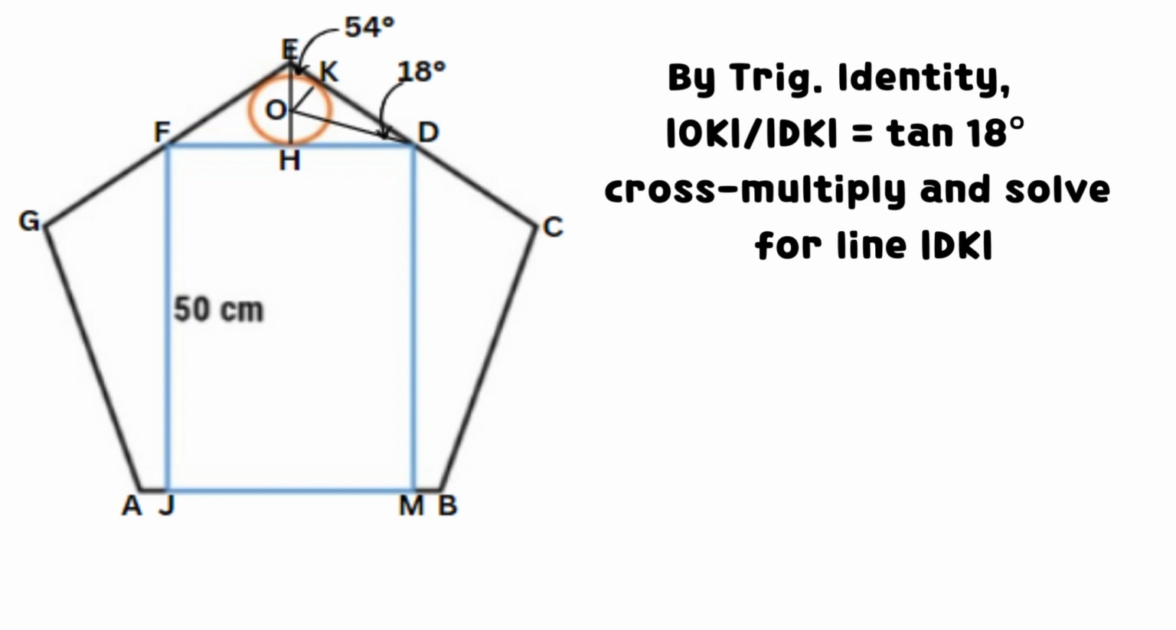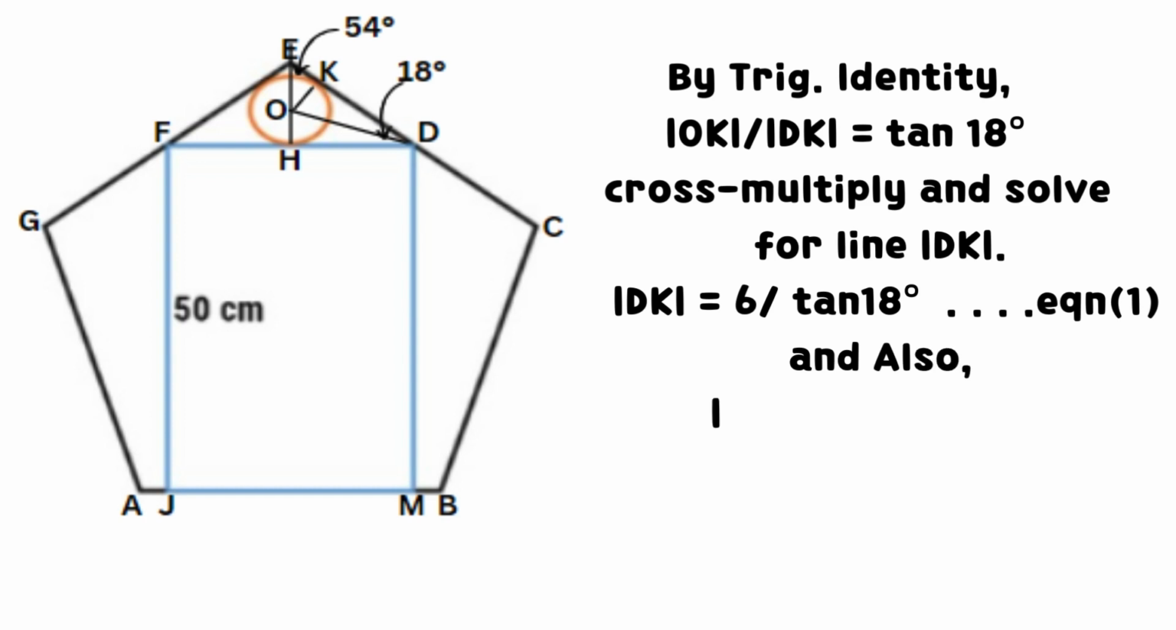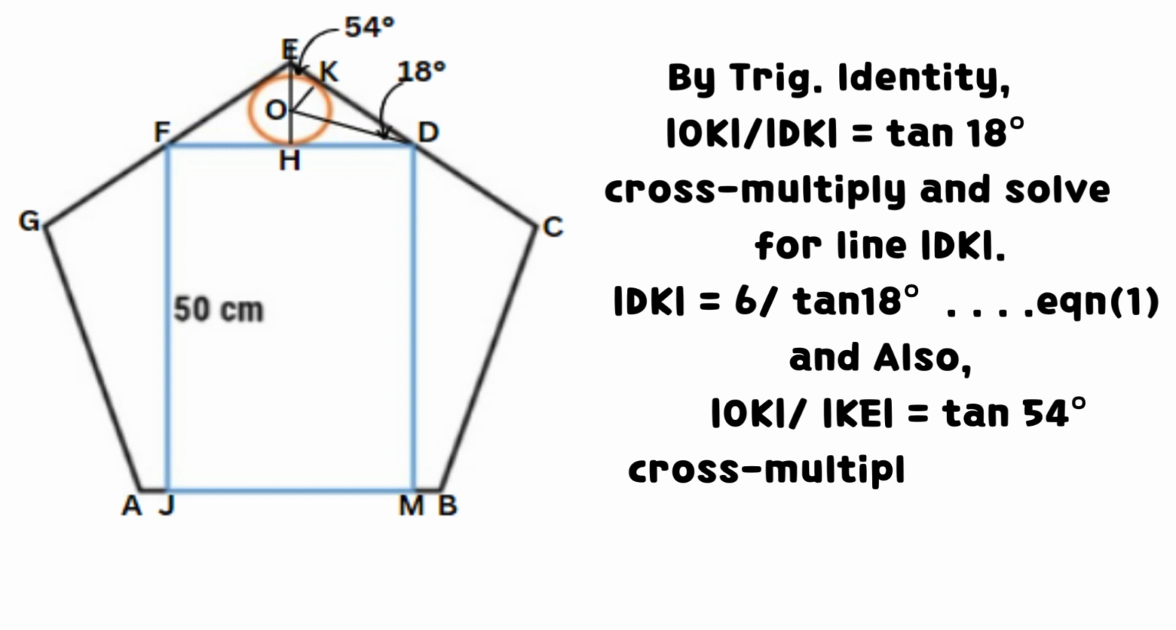By trigonometric identity, the ratio of line OK to line DK equals tan 18 degrees. Cross-multiply it and solve for line DK, call the result equation 1. And also, the ratio of line OK to line KE equals tan 54 degrees. Cross-multiply and solve for line KE.